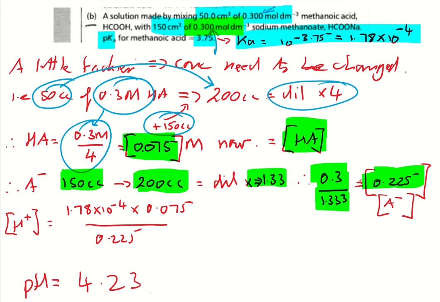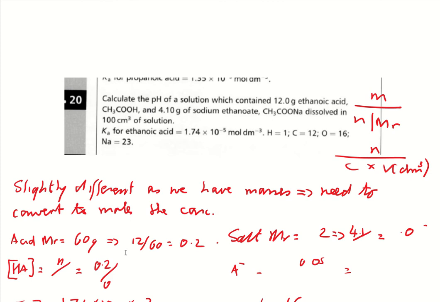Then all you have to remember is you just take your equation from earlier. Your HA is on the top line. Sometimes people get a bit confused with that. Your A minus is on the bottom line, and that gives you your H plus, and you just minus the log of that to give you 4.23. So we'll scroll down here to one that's similar to that. You can have a go at it.